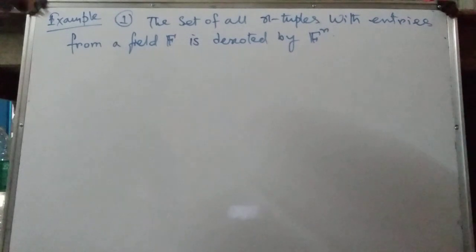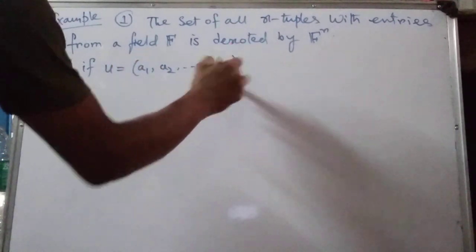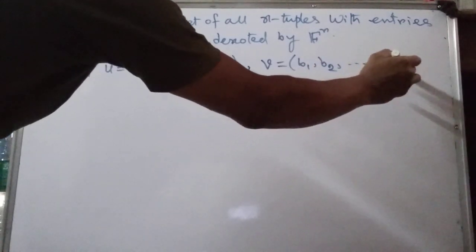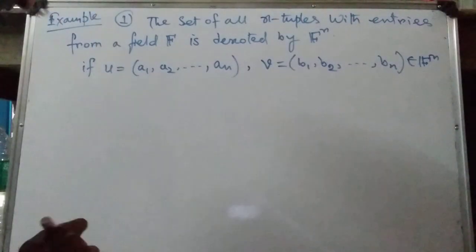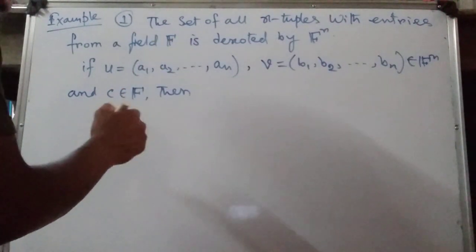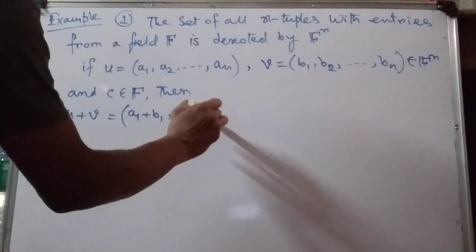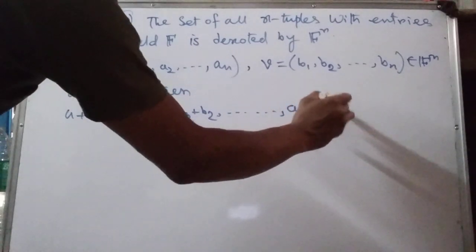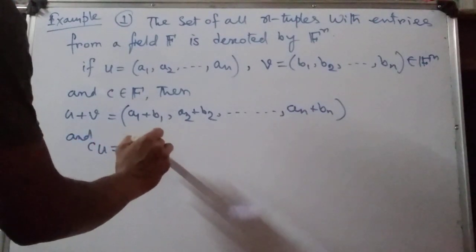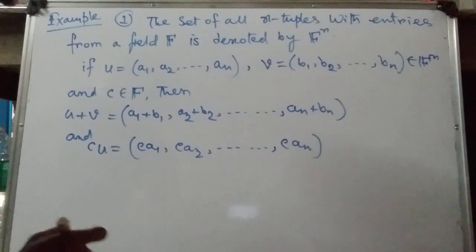Obviously we mark it in this way: if u equals (a1, a2, ..., an) and v equals (b1, b2, ..., bn) belong to F to the power n, and c belongs to F, then u plus v equals (a1 plus b1, a2 plus b2, ..., an plus bn), and cu equals (c a1, c a2, ..., c an).